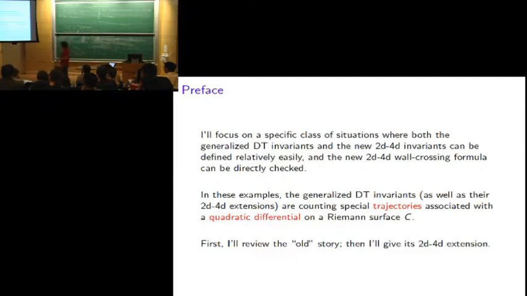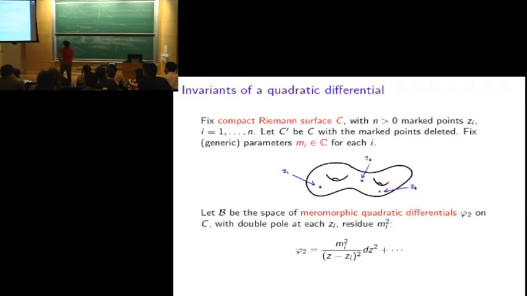Now, in this context, I'll be able to tell you what these new 2D-4D invariants are. They'll also be counting some special trajectories, just trajectories of a slightly different sort. That'll be our fundamental example, and I'll tell you what the wall-crossing formula is. Now, this 2D-4D formula is supposed to apply beyond this example. First, I'll review the old story, the ordinary generalized DT invariants and their wall-crossing formula as studied by Kontsevich-Soibelman. And then I'll give the 2D-4D extension.